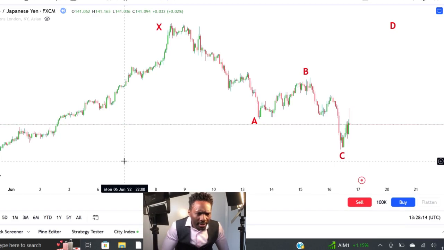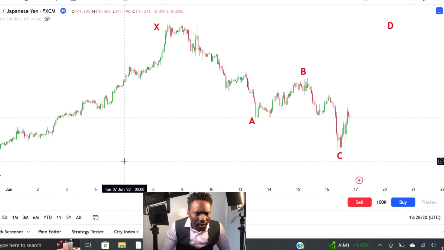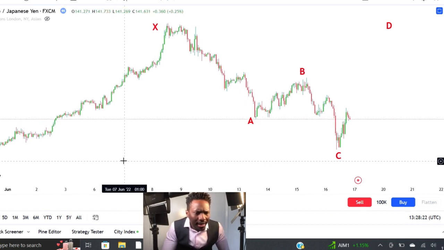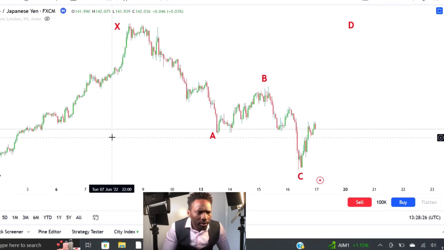So I am going to be placing a potential trade here on the Euro Japanese yen, and if the market does get to my entry points, then I am going to be placing a live trade. This is going to be based on an advanced pattern called the Cypher pattern.